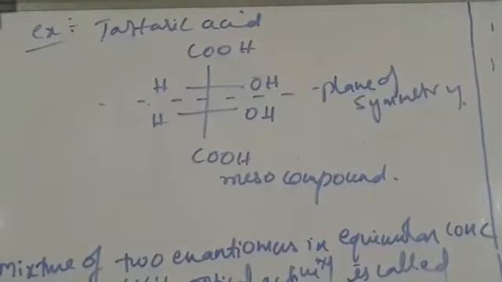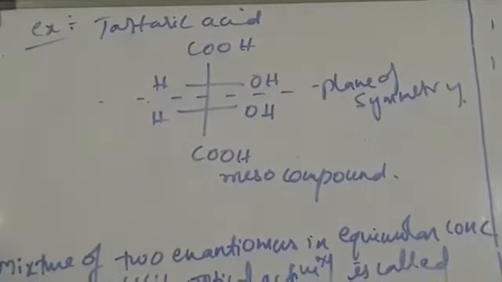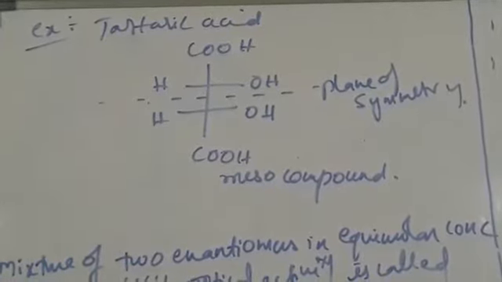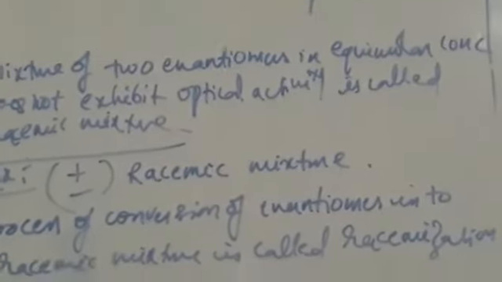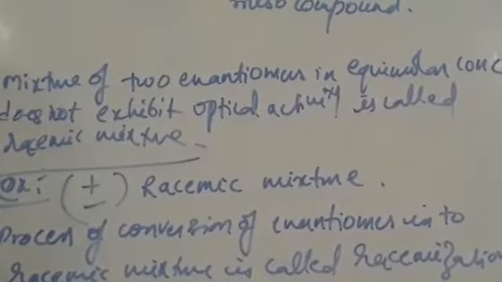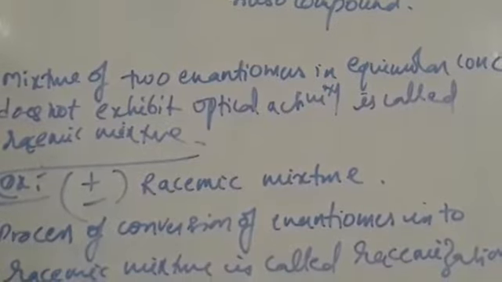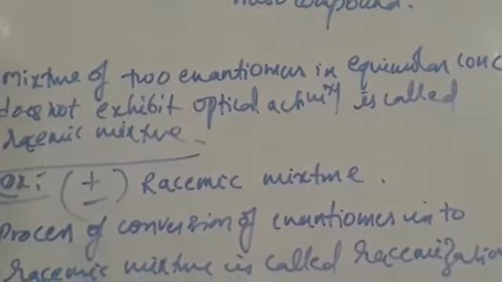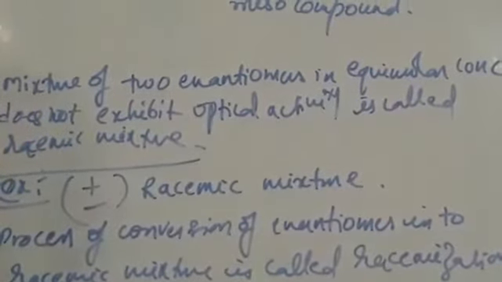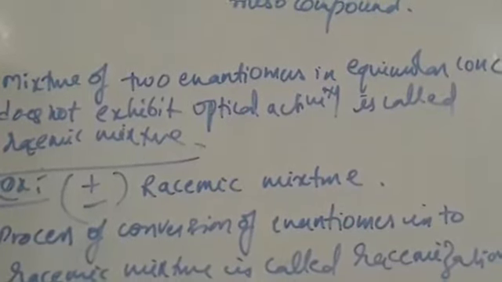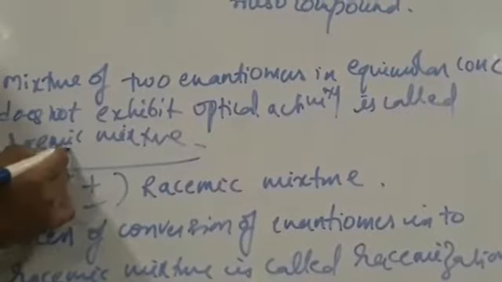Okay? Then, a mixture of two enantiomers in equal concentration which does not exhibit optical activity, that mixture is called a racemic mixture. So, that means it contains 50% dextro and 50% levo. Two enantiomers in equal concentration, and it does not exhibit optical activity. Such a type of mixture is called a racemic mixture.